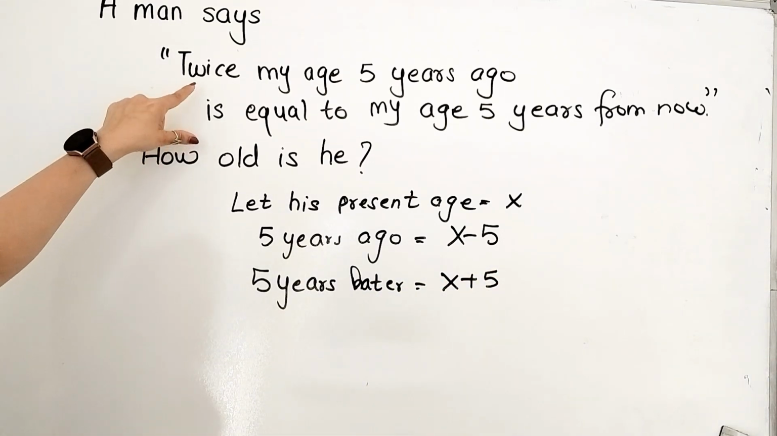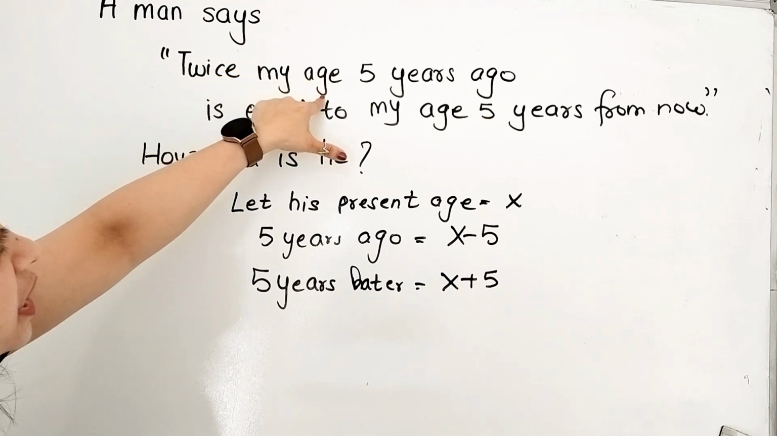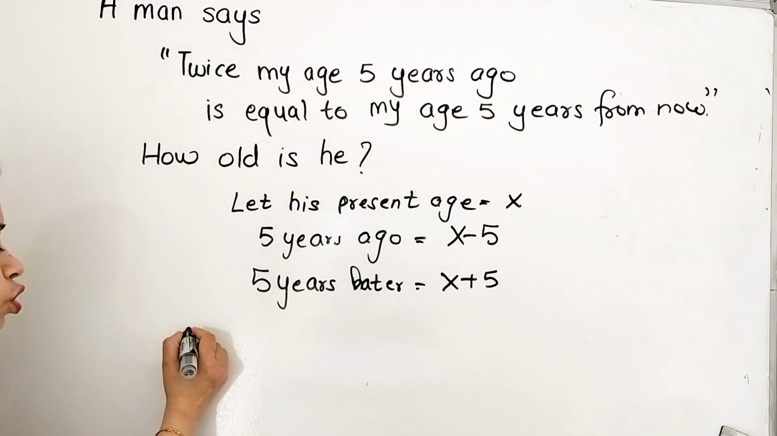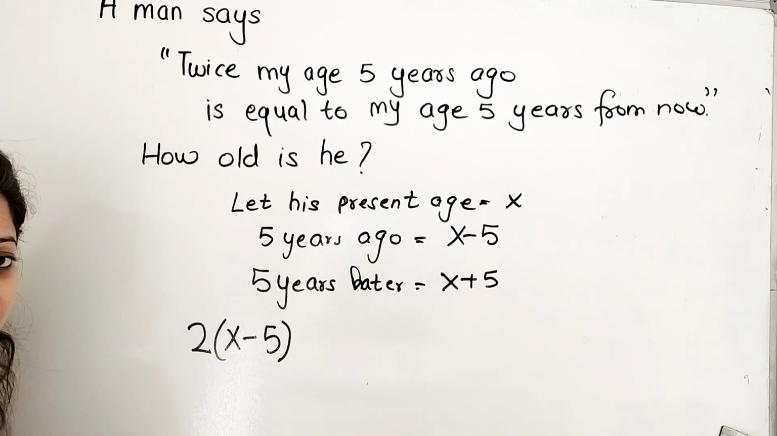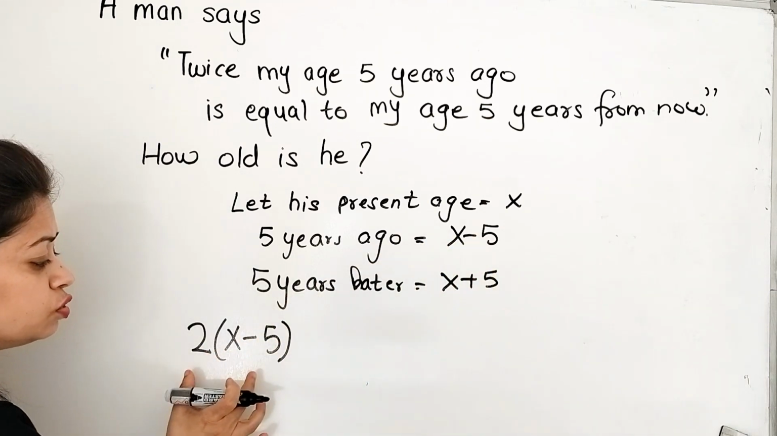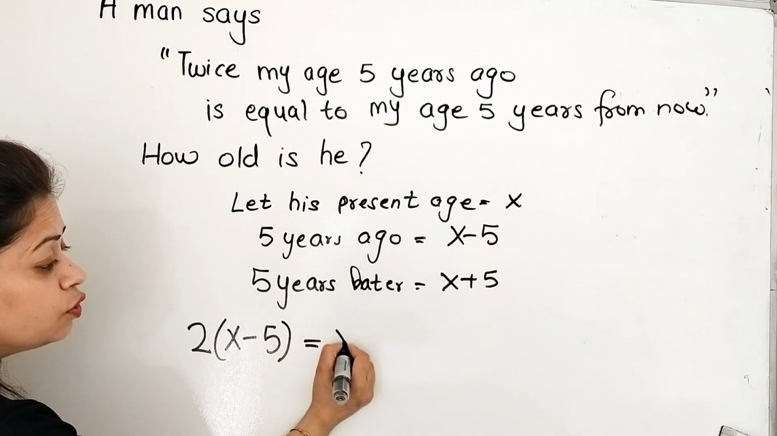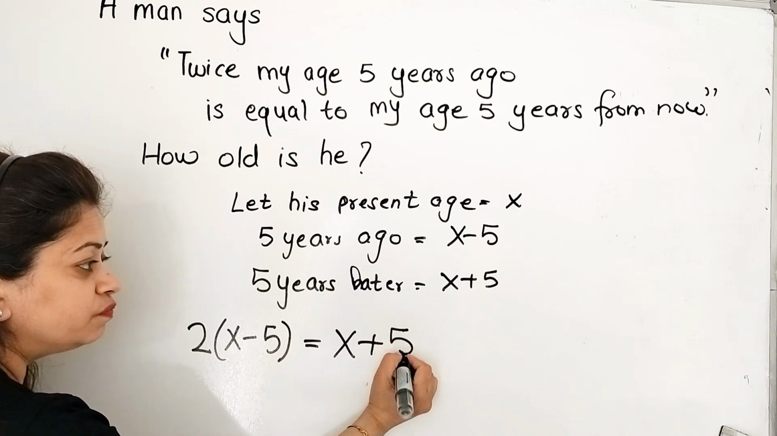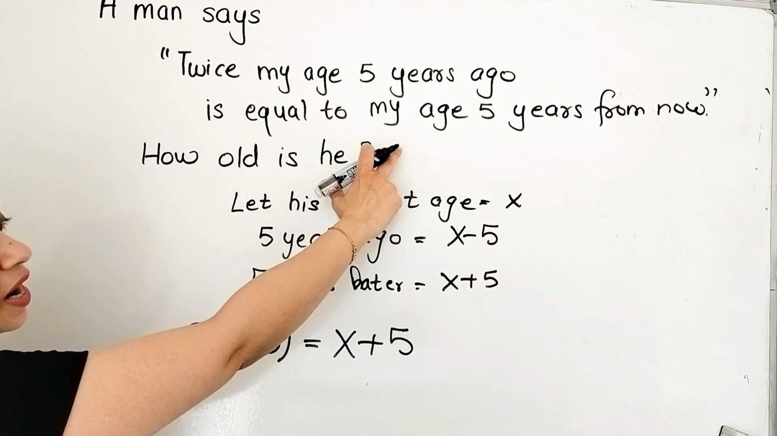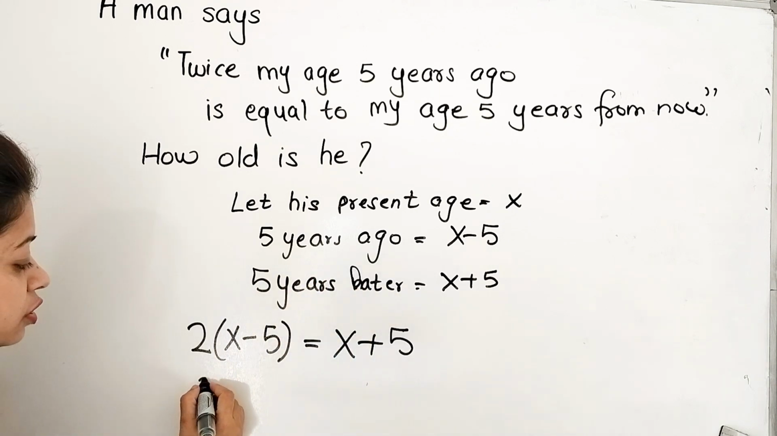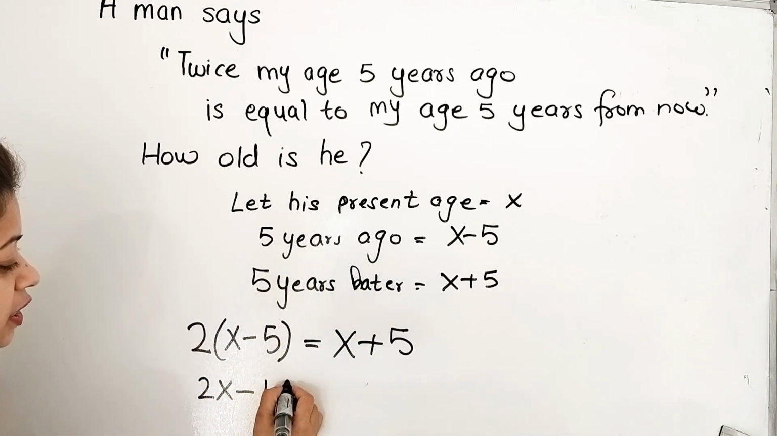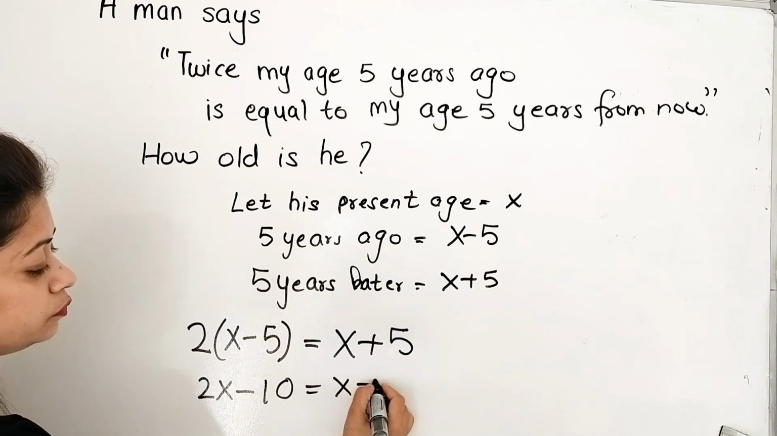Now they are giving us twice my age 5 years ago. So twice of age 5 years ago, right? This was the age 5 years ago, so twice of that, 2(x minus 5), is equal to x plus 5, right? Is equal to my age 5 years from now. So that means the age 5 years later. So when we open this bracket, we will get this.